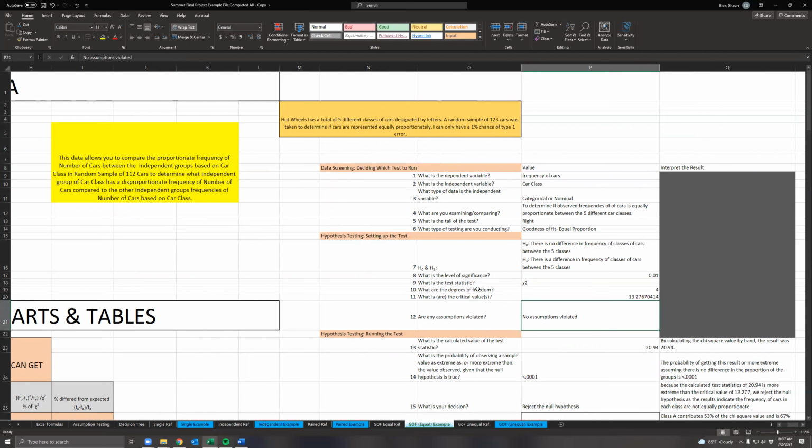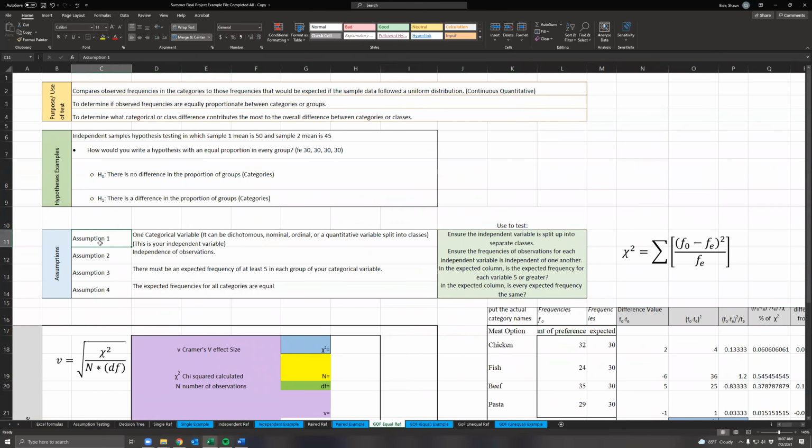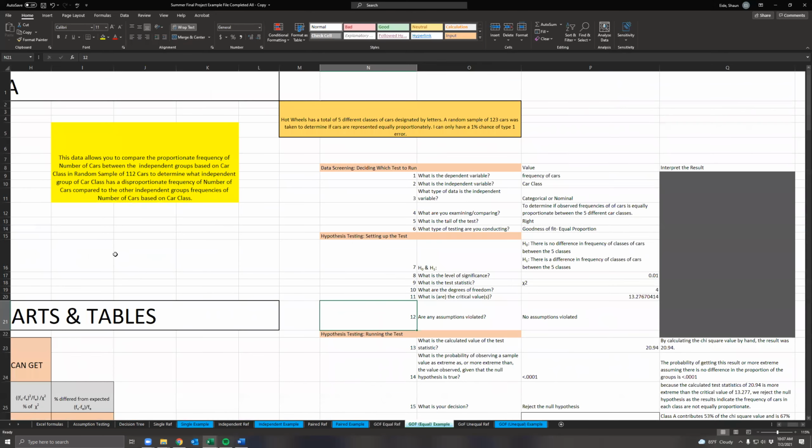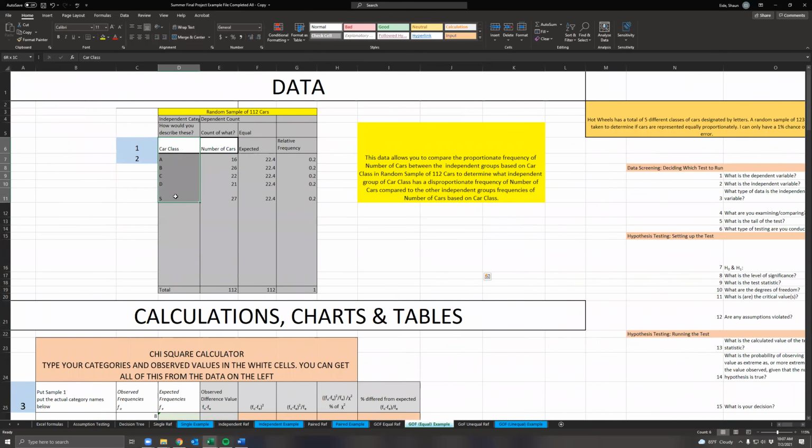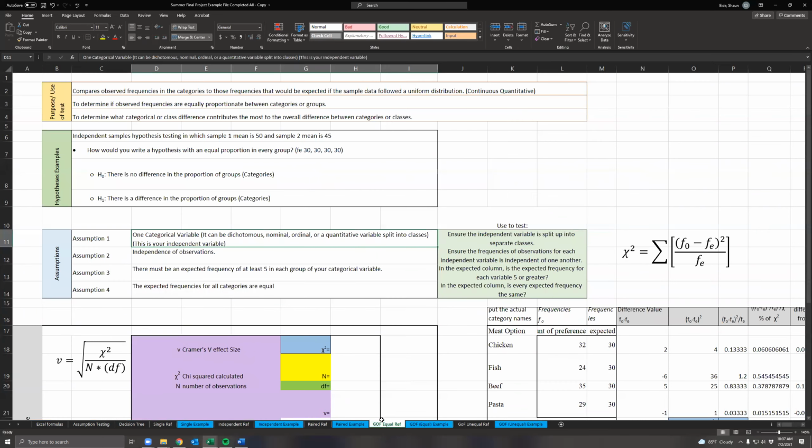Okay. Next, are there any assumptions violated? Once again, just go back to the reference page. Assumption 1, 2, 3, 4. Assumption 1, you have one categorical variable. And right over here, it says, this is what you should use to test this. Bada bing, bada boom. So you can read through that. So there is one categorical variable, and that categorical variable is car class. So you've got these different car classes.